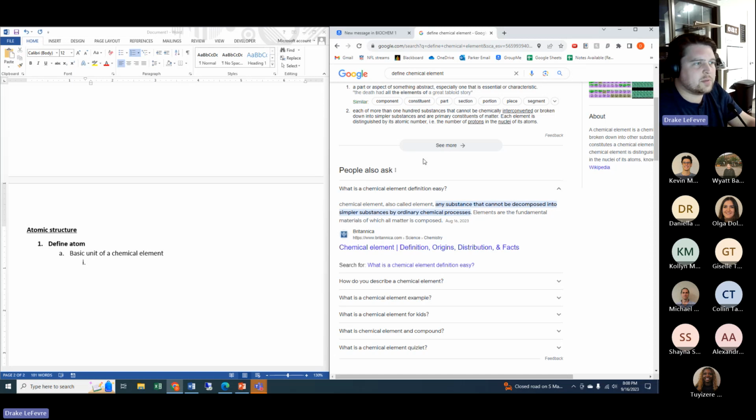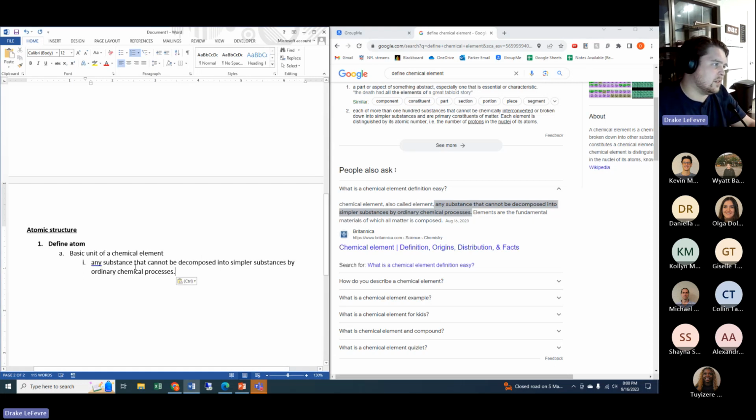Chemical element. And I love that people also ask questions. So it's any substance that cannot be decomposed into similar substances by ordinary chemical processes. So these are the most basic units of everything, basically the smallest units that make up everything in the universe. There we go. That is the atom.